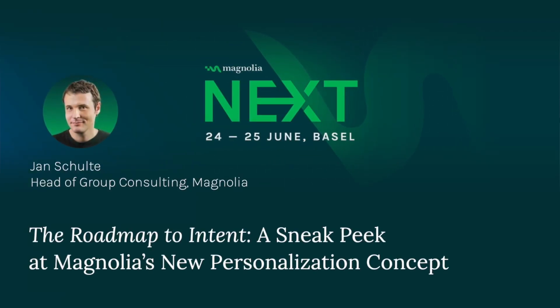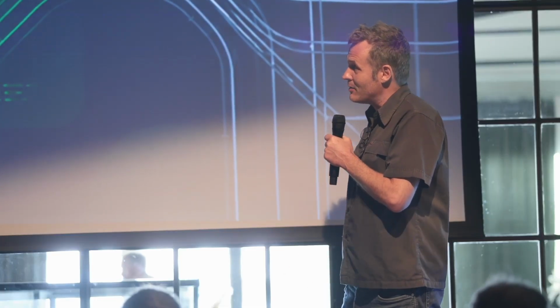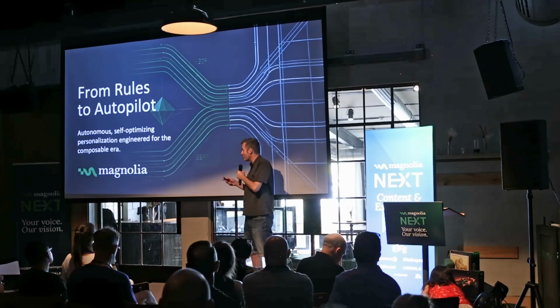Okay, so this is going to be about moving from rules to go more into autopilot mode. So it's really about how can we be a little bit more autonomous to get a lot of this manual work basically out of the door. Okay, how could that work?